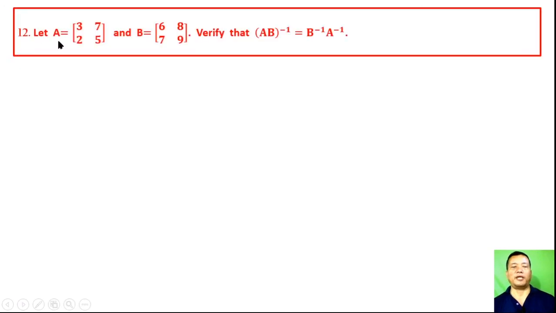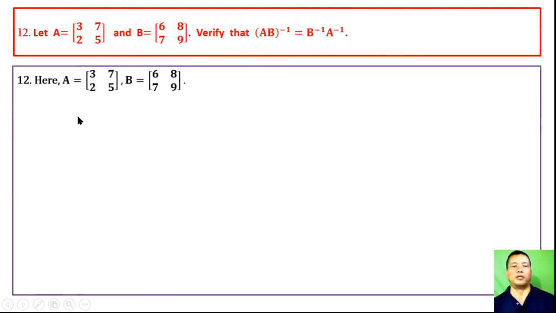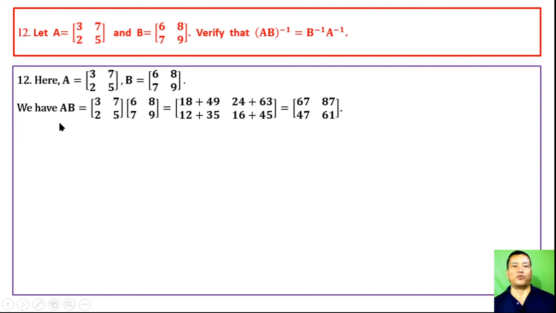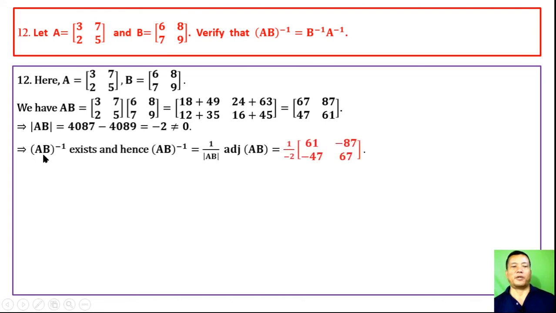Question number 12. Let A equal to this 2 by 2 matrix and B equal to this 2 by 2 matrix. Verify that the inverse of the product AB is equal to B inverse into A inverse. Here A equals this, B equals this. We find the product AB, which is a 2 by 2 matrix. Its determinant is this into this minus this into this, which gives minus 2, not equal to 0. Therefore the inverse of AB exists, and the inverse of AB is 1 by determinant of AB into adjoint of AB. For a 2 by 2 matrix, the adjoint is obtained by interchanging the diagonal elements and changing the signs of the others. We get this.